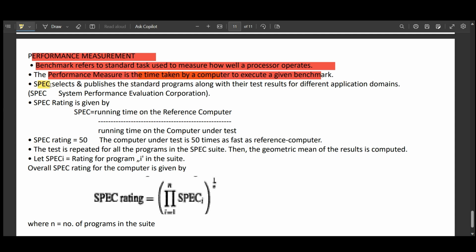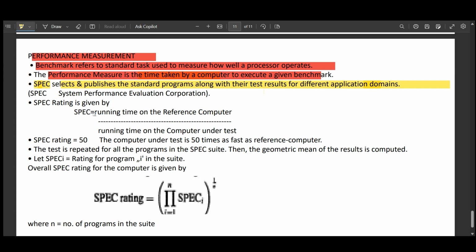SPEC, this is very important. If you all write about SPEC itself, you will get marks. It selects and publishes standard programs along with the test results for different applications. It is a corporation, the System Performance Evaluation Corporation. It is a company that selects and publishes standard programs. Like for the entrance exam, whatever exam you write, there will be an answer key for each question. For the standard programs, they will have the results also for different applications. For example, for NEET or a different entrance exam, there will be test result answer keys, and those will be with this company called SPEC.